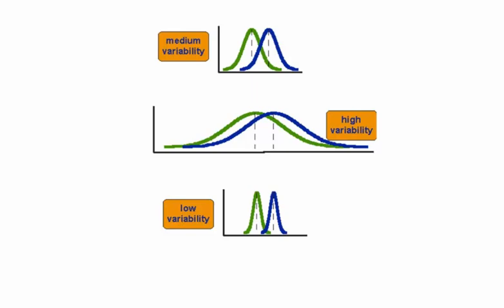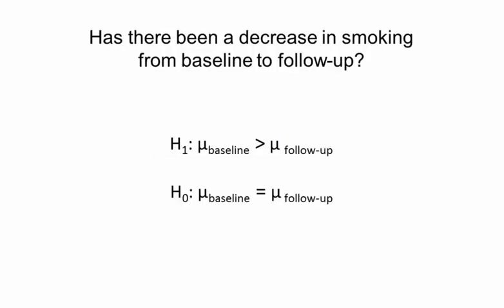However, in the third figure, we see two distributions with the same exact means as above, but in this case, they share very little of the same scores. These two groups look very different from one another. It is this last figure that we are hypothesizing, that there's a difference between these two groups. Even though the means are all the same in each of the three figures, the distributions look vastly different from one another. So the research question we're asking is, has there been a decrease in smoking from baseline to follow-up?